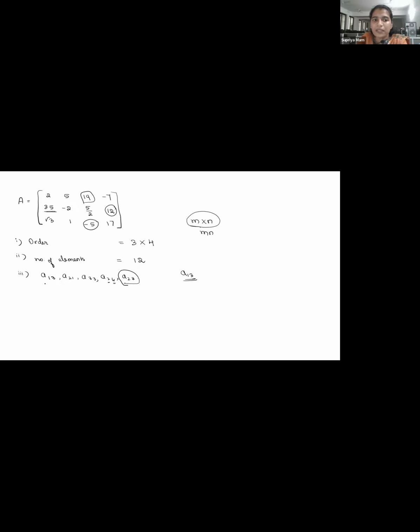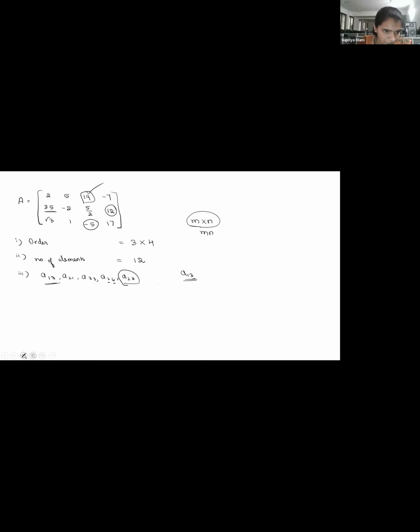For example, here A13 was asked. A13 by definition, first row, third column entry. Go through first row, identify the third column, mention the entry. In the particular example, it is 19. Yes, many of them had given the right answer. Very good. Now let us move further.